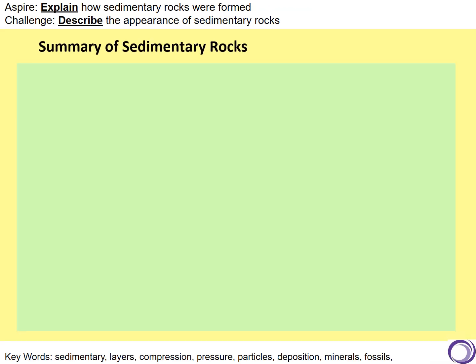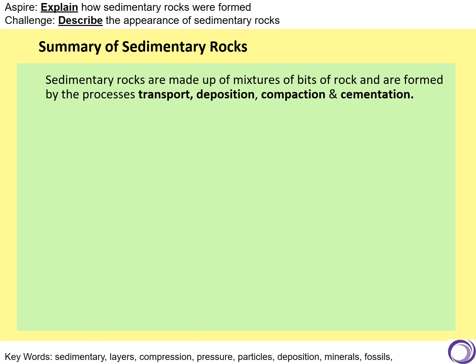So the following is a summary of sedimentary rocks and all that you need to know in order to answer the Google slides. Sedimentary rocks are made up of a mixture of bits of rock, sediments, and are formed by 4 processes. Transport, which is movement of those rock particles from where they've been formed to where they will be turned into a rock. Deposition, where they drop down by whatever medium has transported them. Compaction, where they're squeezed together and air and water forced out from in between them. And cementation, when they are literally glued together by minerals.